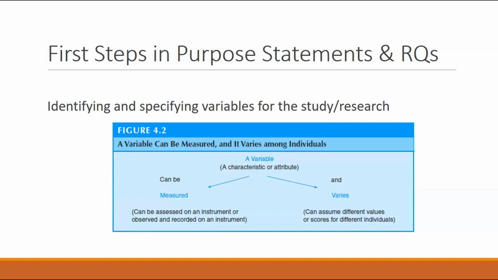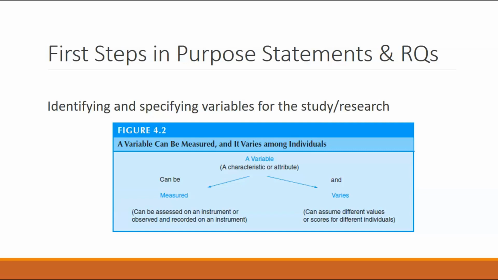Now maybe I want to look at whether these characteristics vary by whether they're freshman, sophomore, junior, or senior. In that case, the variable would be class ranking because I can measure it. They're either a freshman, a sophomore, a junior, or a senior, and it varies from one person to the next. Maybe I want to look at this among gender of college students. Well, gender in this case could potentially be a variable because it can be measured and it varies. There's males and there's females.